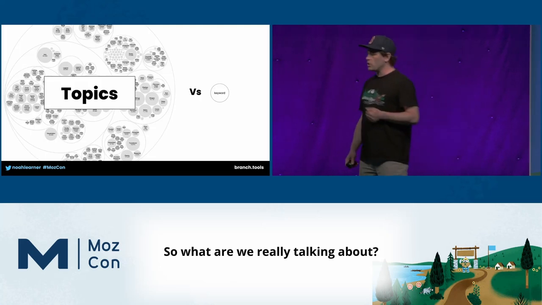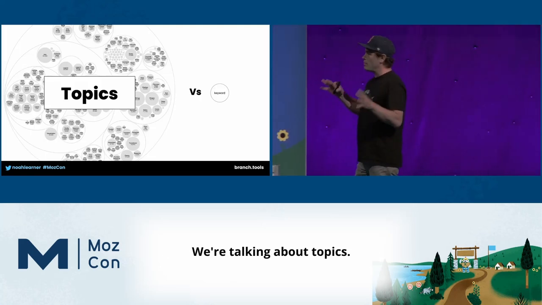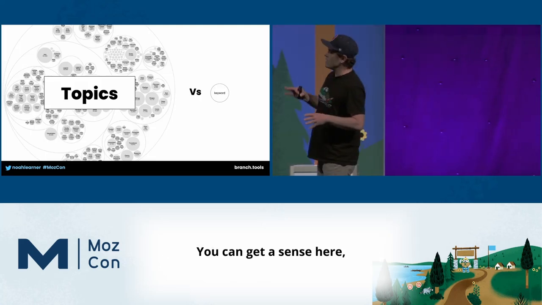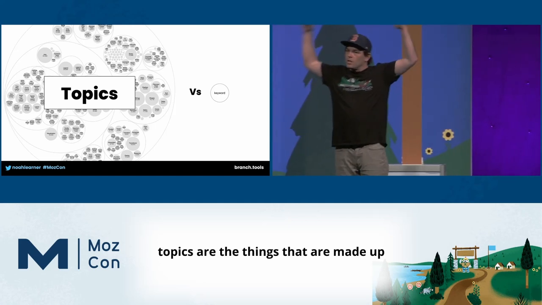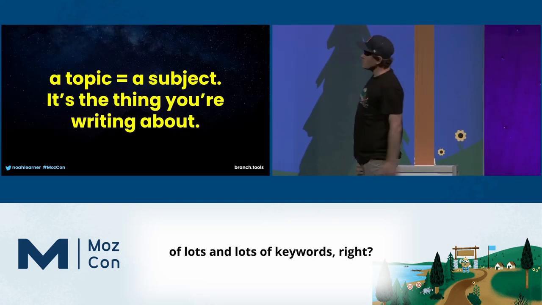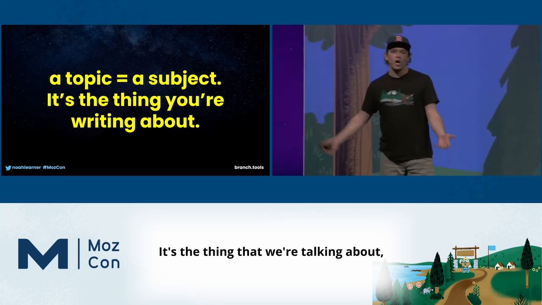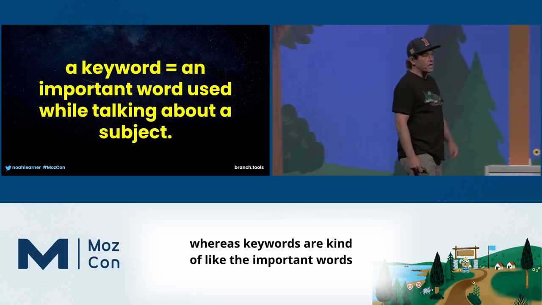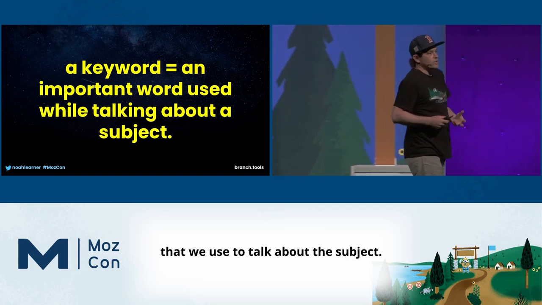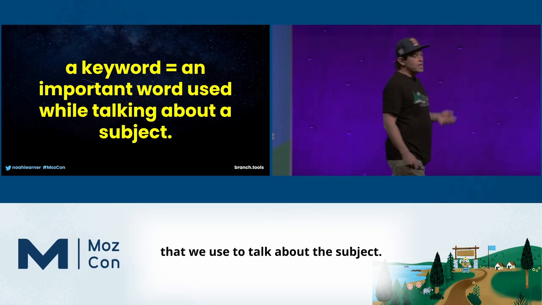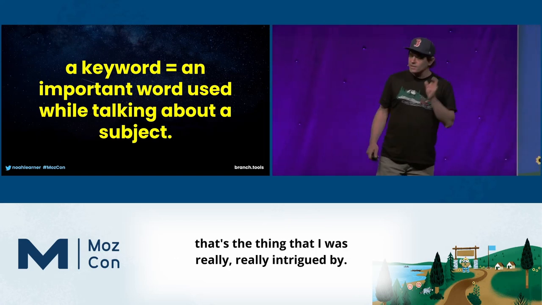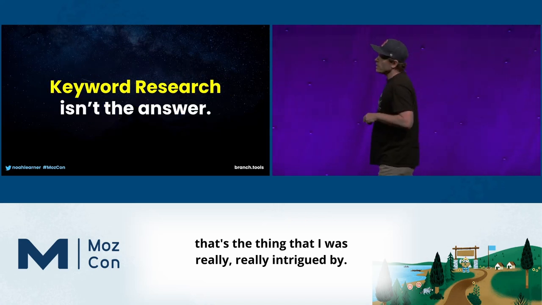So what are we really talking about? We're talking about topics. You can get a sense here. Topics are the things that are made up of lots and lots of keywords, right? A topic is the subject. It's the thing that we're talking about. Whereas keywords are kind of like the important words that we use to talk about the subject, the topic is the thing. That's the thing that I was really, really intrigued by.